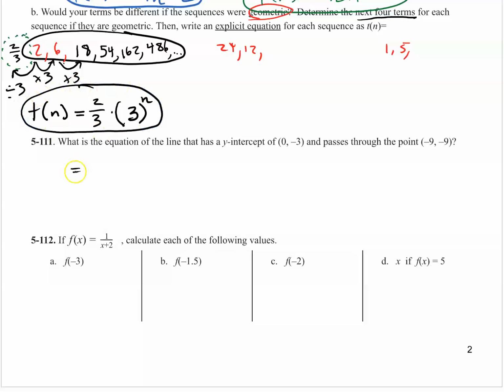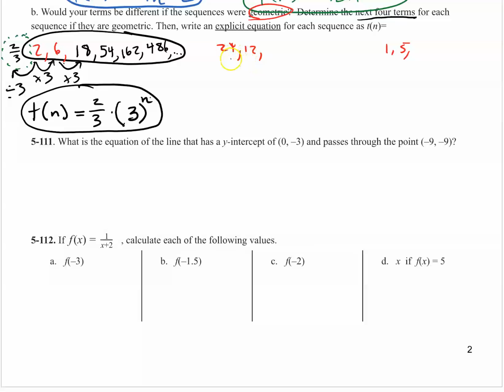If you want to confirm this is right, plug in a number like 2. 2/3 times 3 raised to the power 2. This is 2/3 times 9. Then 2 times 9, that makes 18. 18 divided by 3, that makes 6. And the second number in our list is 6. So that's a way to check your work. Okay, this one is actually pretty long, so let's start the next.